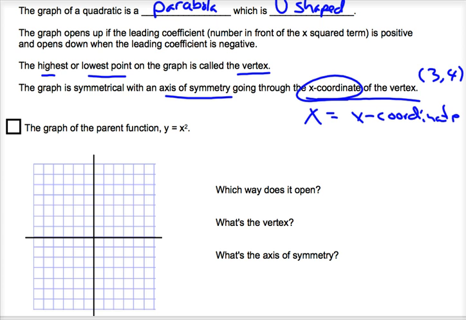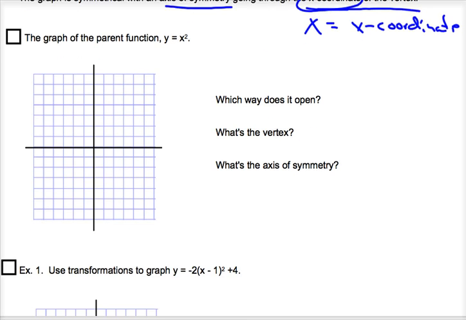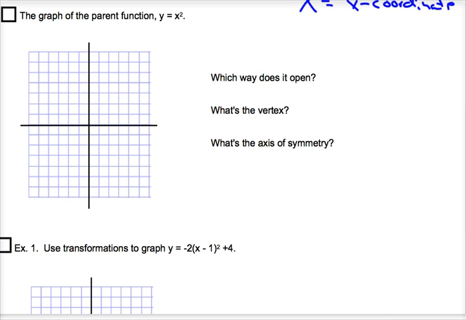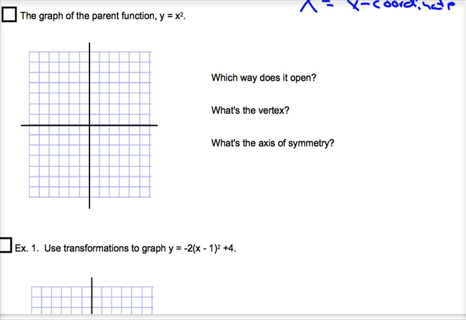Graphing the parent function, your base function y equals x squared. We've actually done this before, so nothing new here. Which way does it open? It's a positive x squared, so it opens up. Since it opens up, it has a low point. The lowest number I could get would be y equals 0, and that's when I plug in x equals 0. I can't get any lower than that because there's no way to get a negative when I square something.